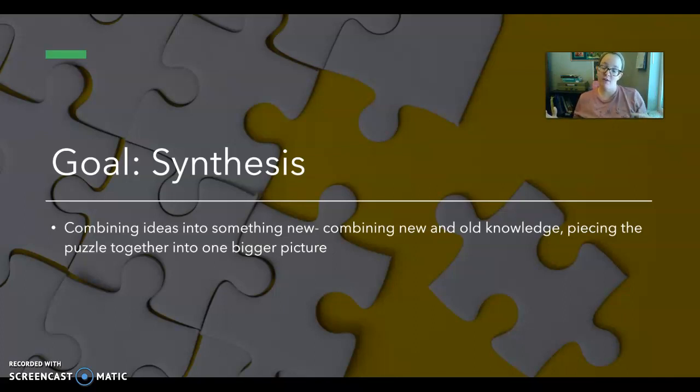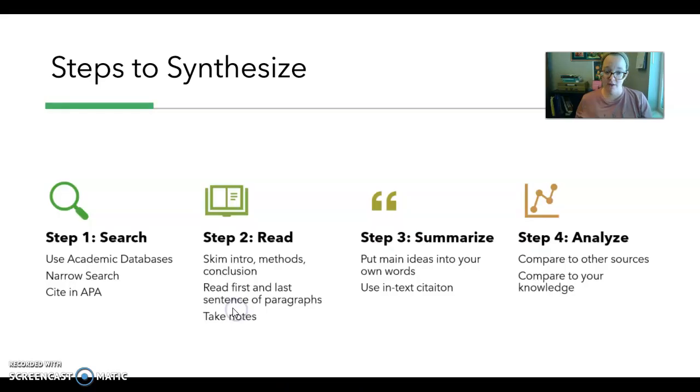The ultimate goal of this assignment, of actually our first writing project as a whole, is to be finding new information that you then synthesize. We talked about this with the writing project description, but synthesis is when we are combining ideas into something new, taking new and old knowledge and piecing them together to create a bigger picture. So that's essentially what I'm encouraging you all to do with this writing project in pieces. To do this, you are searching for new information, reading those sources, summarizing them, and analyzing them. These 4 steps will get you to synthesizing this information.